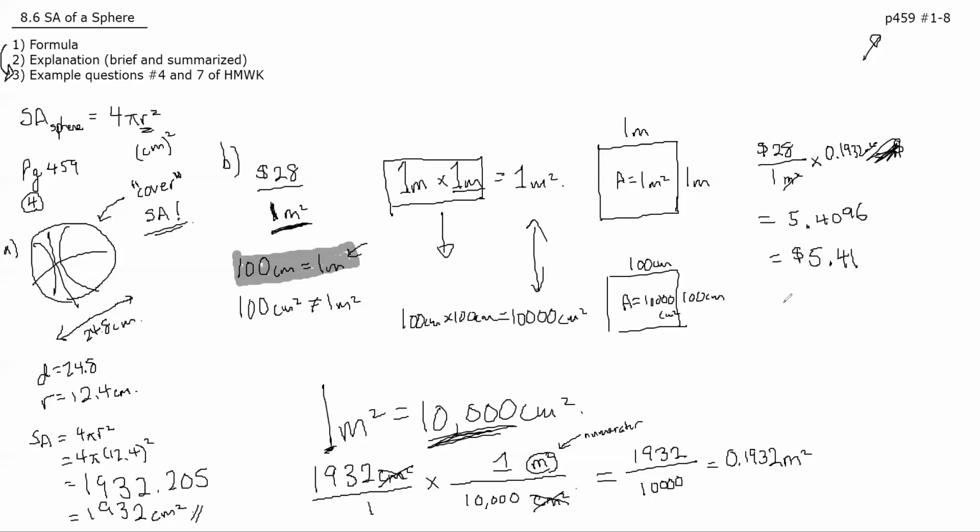So therefore, $5.41 worth of leather is used to cover the basketball. There it is. Okay. Might want to review that or take a look at that question again or try it again before you do it yourself. I'm going to move on to number seven, which means I need to clear this sheet in 3, 2, 1.